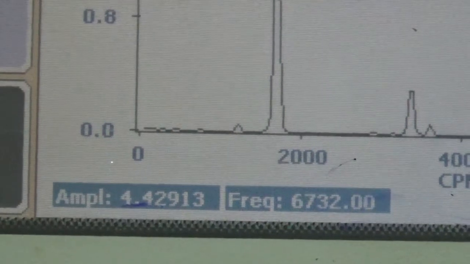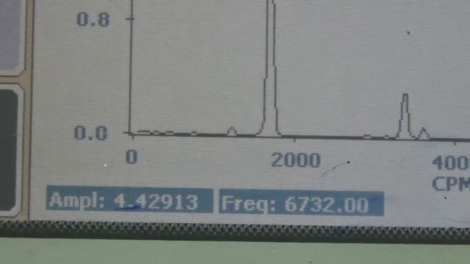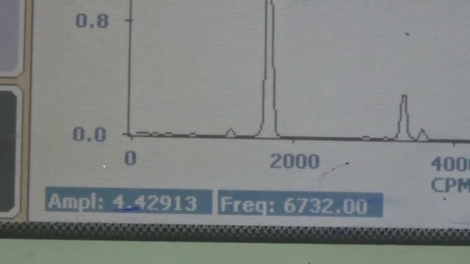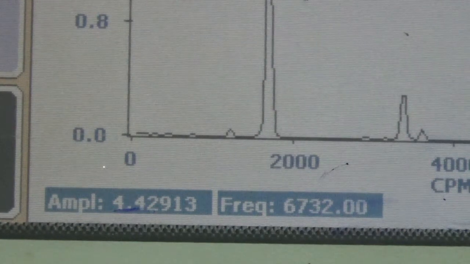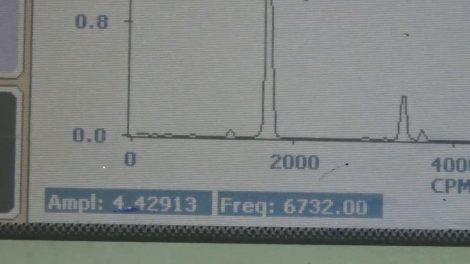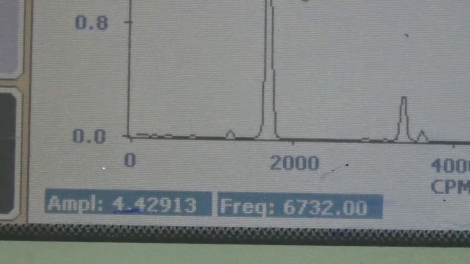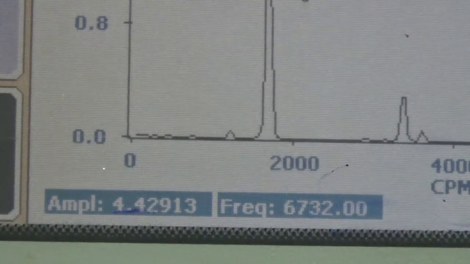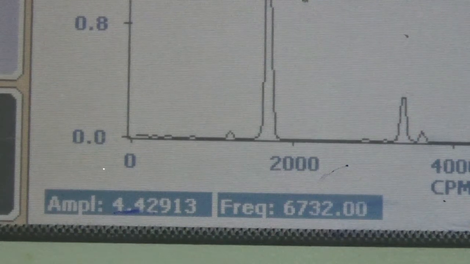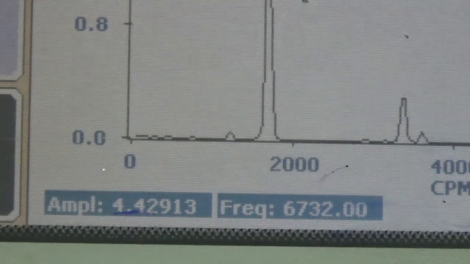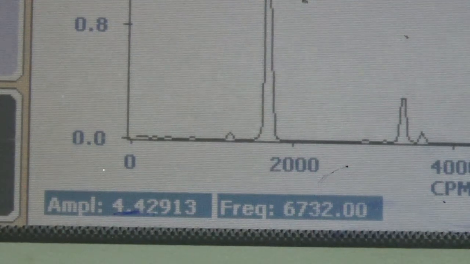Okay, so here you can see the frequency in the spectrum is 6732. 6732 cycles per minute. 6732 is the frequency which you see in the spectrum, and the amplitude is 4.4 microns. Now you can see here 6732 is almost near to our calculated frequency.